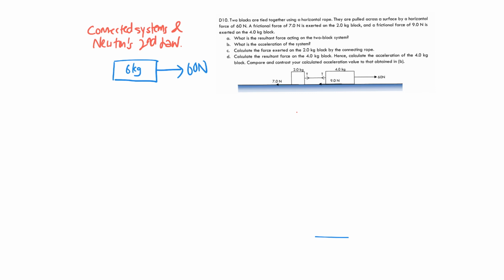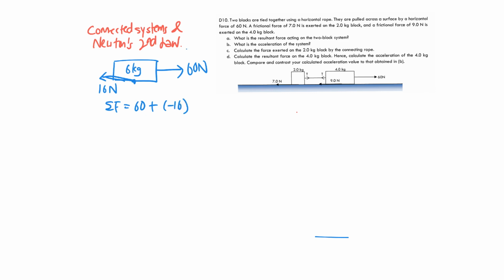Second question, what are the opposing forces to prevent the system from moving towards the right? So as you can see in the question, there are frictional forces. So the total frictional force is 9 plus 7, that's a 16 Newton frictional force. And hence, the net force on this system is 60 Newton with a negative 16 Newton.